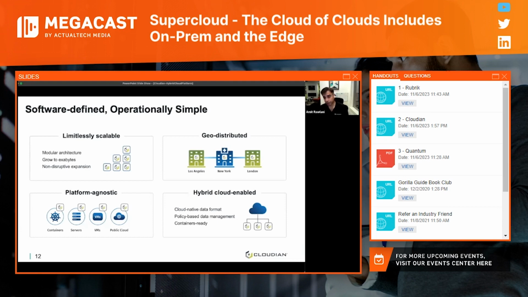It is a geo-distributed system, and it can stitch together multiple sites that are cross-country into a single cluster that can be accessed from anywhere. And then, of course, we have hybrid cloud enabled. We are the hybrid cloud platform. We work very closely with the likes of AWS. We are part of their Outpost program. We work with GCP and Azure as well. We can do policy-based data management. We can tier data into the cloud, out of the cloud, and so on and so forth. And the whole architecture is container ready.